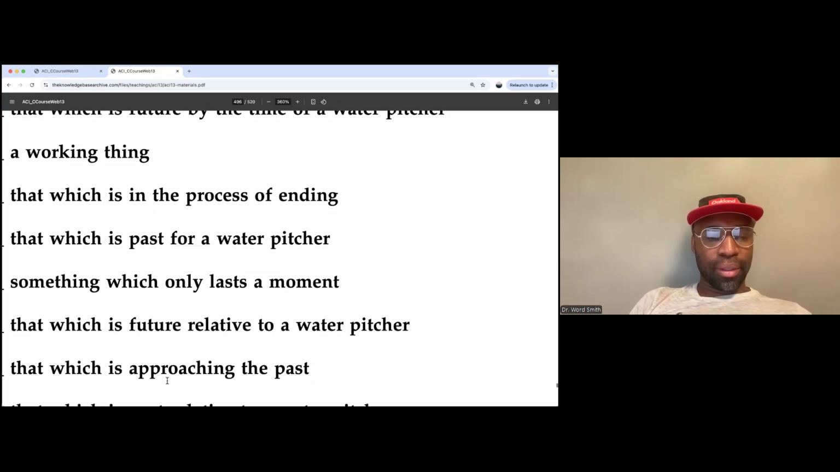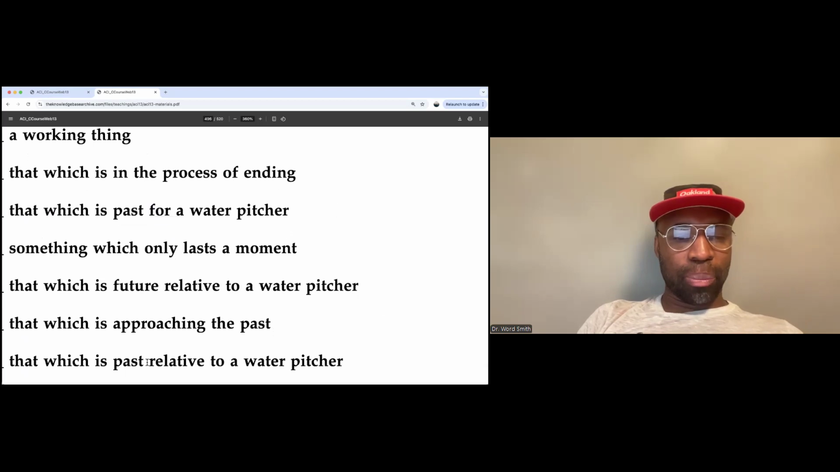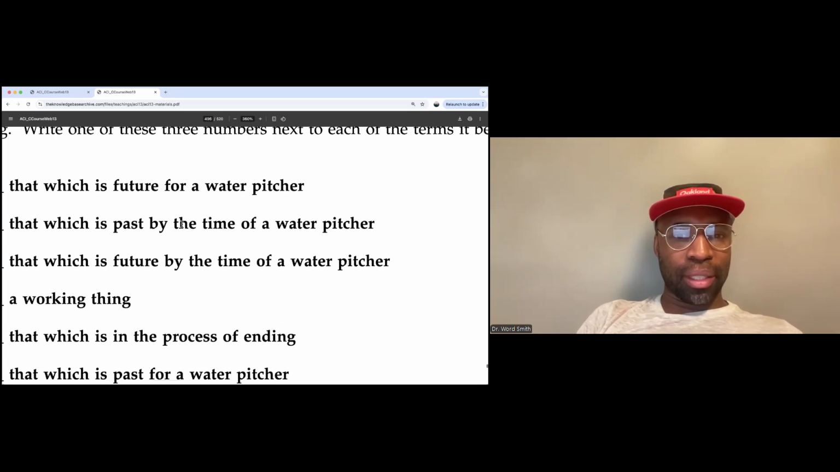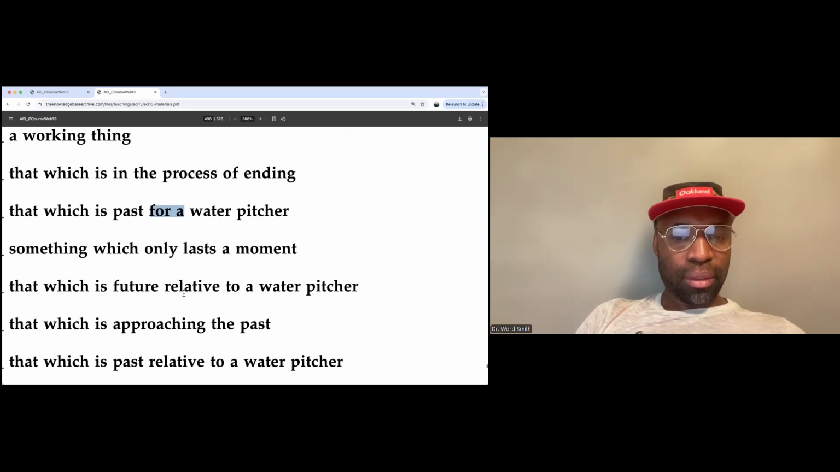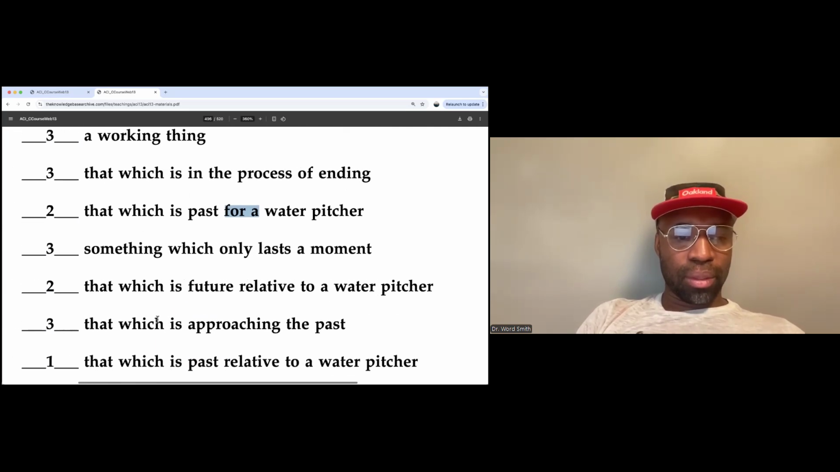All right, fine. That which is past relative to a water pitcher. It has to be one because here's relative to, right? When you say relative to, it's the same as saying by the time of, as opposed to saying for, which is different. So I think it's one. Yay!